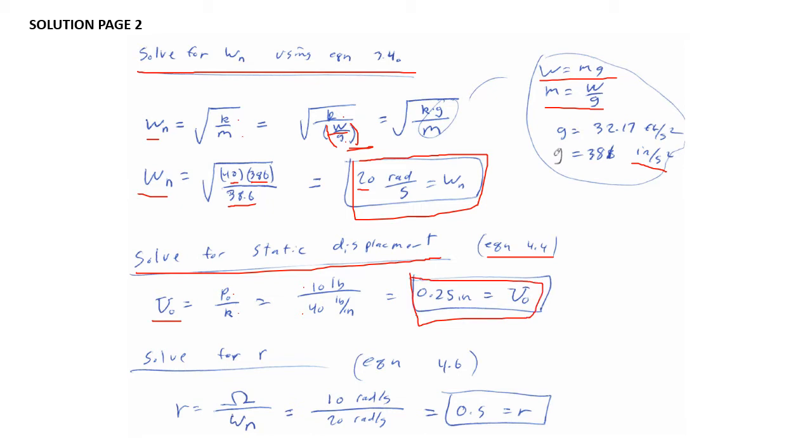We can then use equation 4.6 to solve for our r value, where r is equal to omega over omega sub n, which is 10 radians per second over 20 radians per second. We plug in our known values, so our r is equal to 0.5.